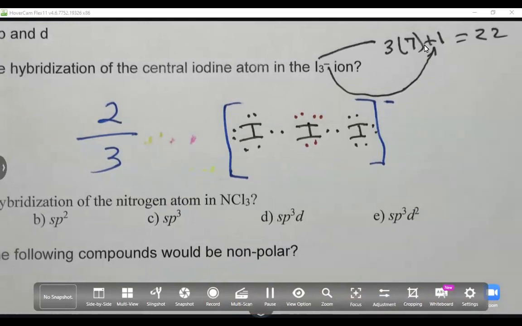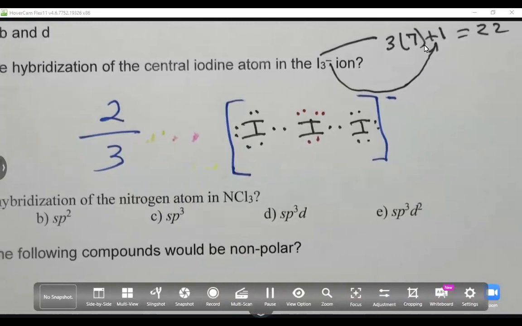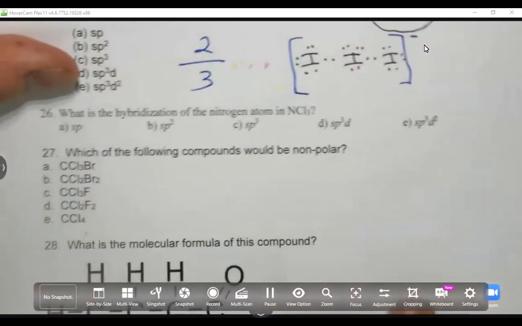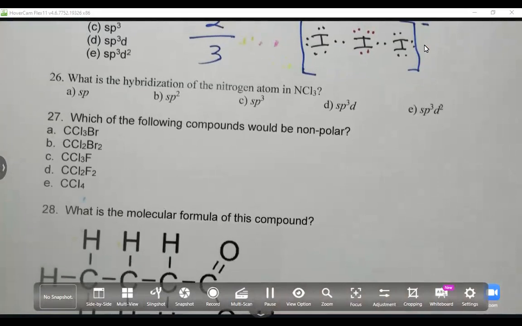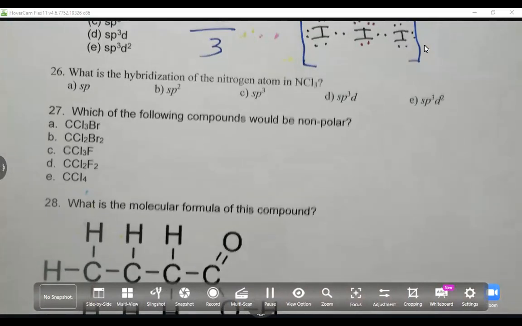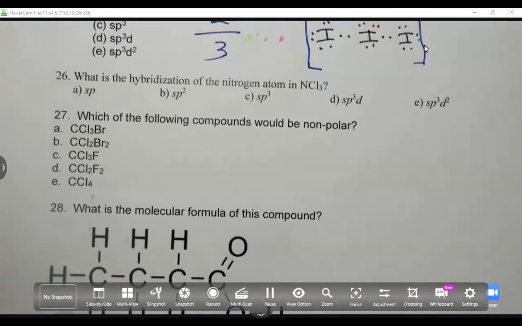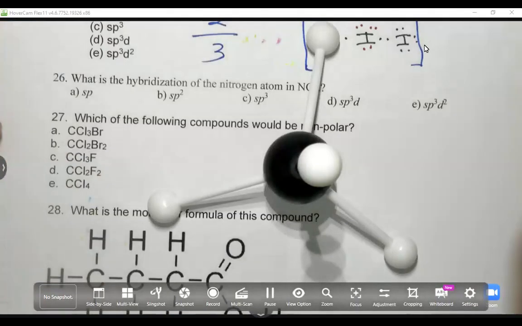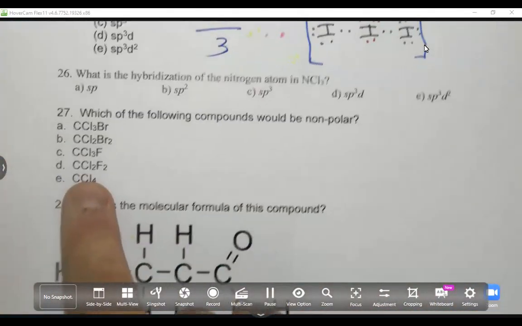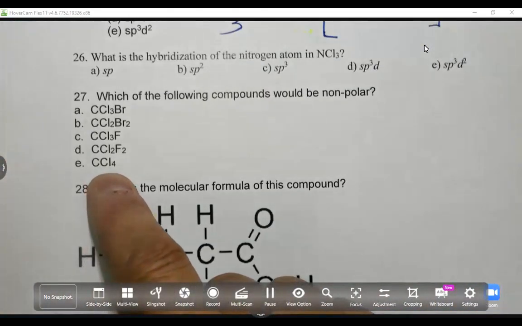Okay, 27 is a good question. 27 and 28 we have to do. So 27, which of the following compounds would be non-polar? Remember, to be non-polar, we need equal angles, and we have that because everything here is going to be a 4-0.